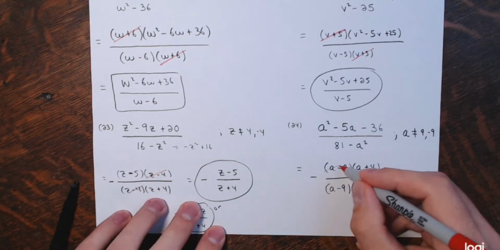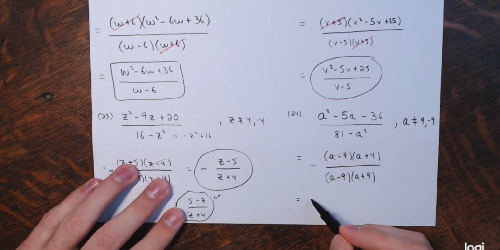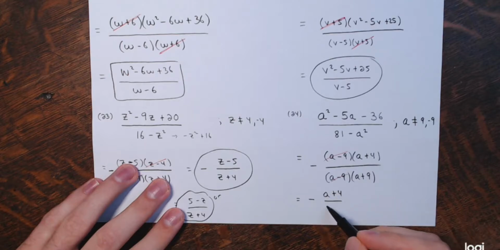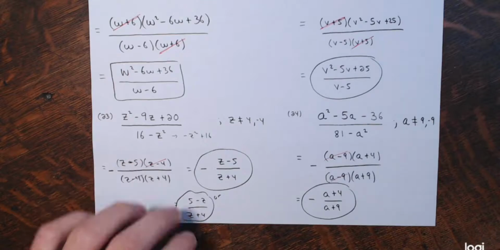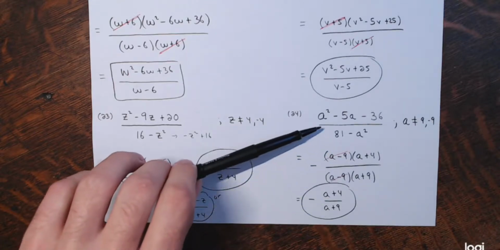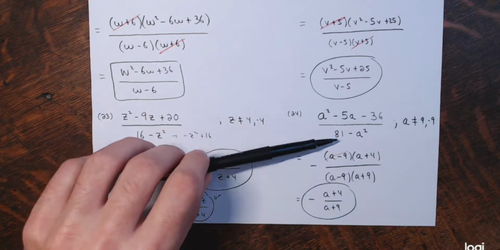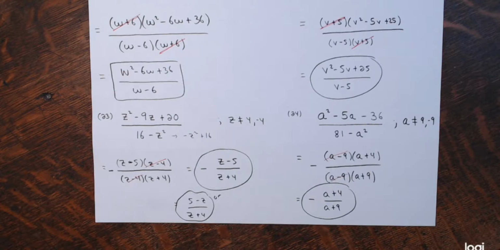Cancel the common factors here of a minus 9, and here we go. This would be negative, in the fraction, a plus 4 divided by a plus 9, and there we have it. Again, test it out. Replace a with any number you want, except for 9 or negative 9, and the value of the original fraction should be exactly the same as the value of what I got in the end after simplifying.